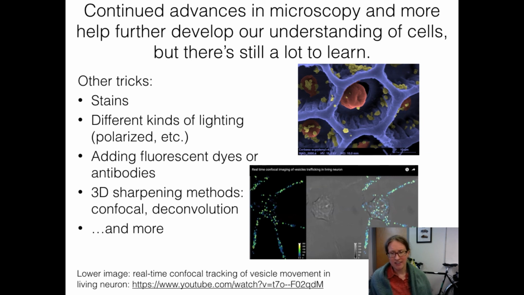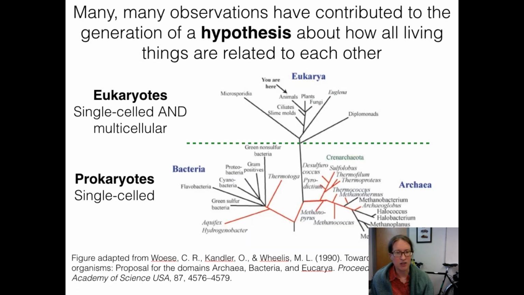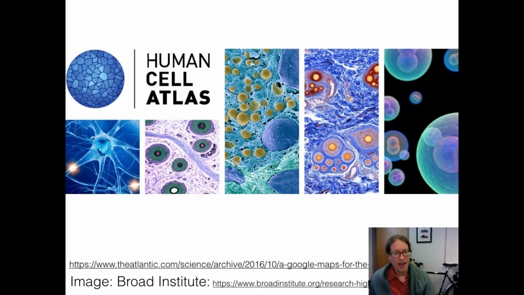And so collectively, these tools have all expanded our ability to make observations at different scales. And collectively, those many, many observations have contributed to the generation of the hypothesis about how all living things are related to each other. And so here's a picture of that hypothesis again from the start of the semester. And this all now brings us to a point where we're prepared to start looking at some cells. We're going to be exploring both prokaryotic and eukaryotic cells. And I'll talk a little bit more about how we're going to do that in the next video.